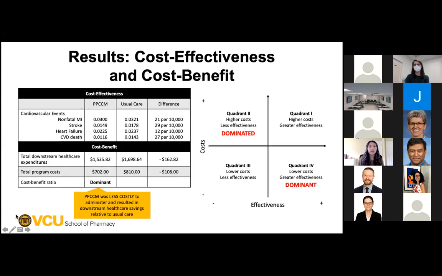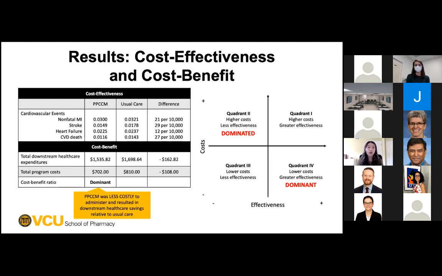So for the results of the cost effectiveness and cost benefit, our study reported that for every 10,000 patients with hypertension managed in a PPCCM model, 21 non-fatal MIs, 29 strokes, 12 incident heart failure diagnoses, and 27 CVD deaths are expected to be averted. In base case analyses, PPCCM hypertension management was associated with a lower total program cost with a difference of $108 and lower downstream medical expenditures with a difference of $162.82 when compared to usual care.